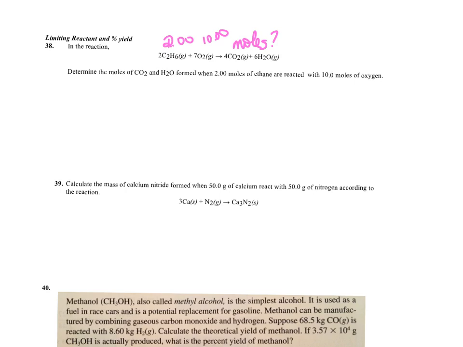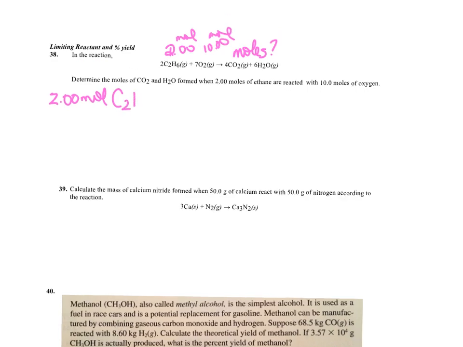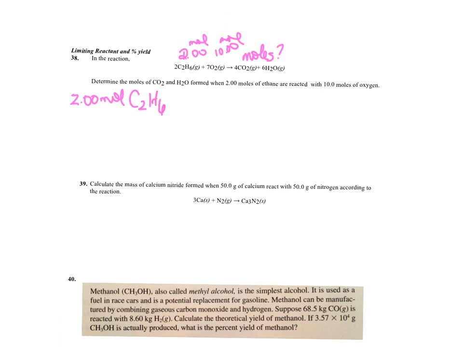When I start this problem, first order of any of these problems is to start with moles. Luckily in this problem you're given moles, so we don't need to convert. If you're given grams from the beginning, you have to convert to moles. So I'm going to start here and say, okay, I have 2 moles of ethane, and I also know that I have 10 moles of oxygen. First step in limiting reactant is to divide by the coefficient in the balanced equation, because for every 2 of these we need 7 of those.